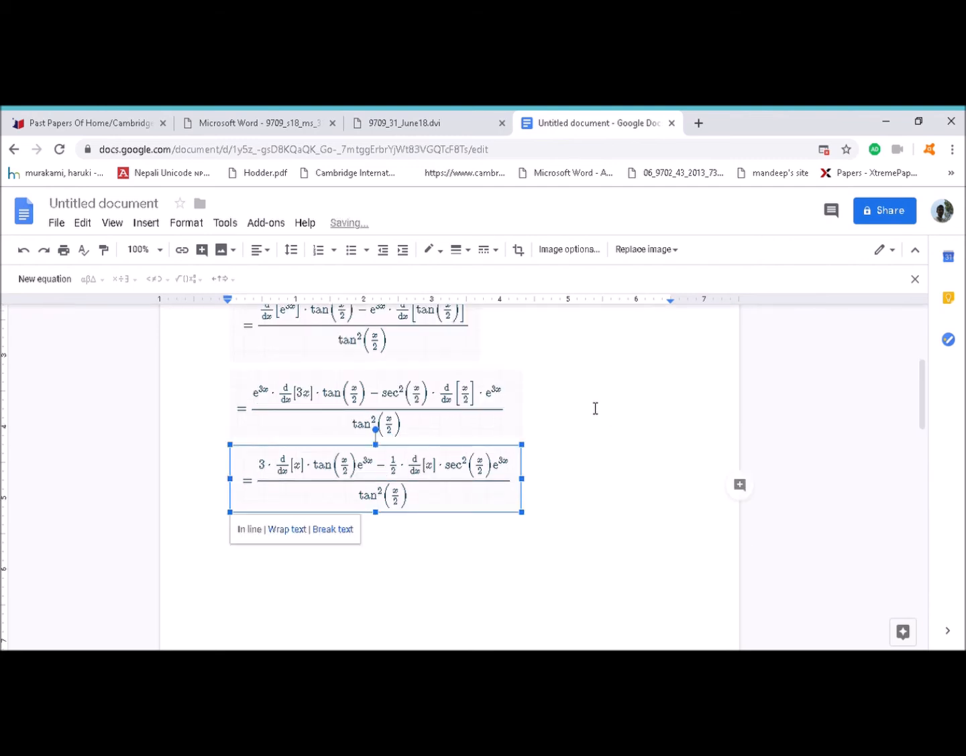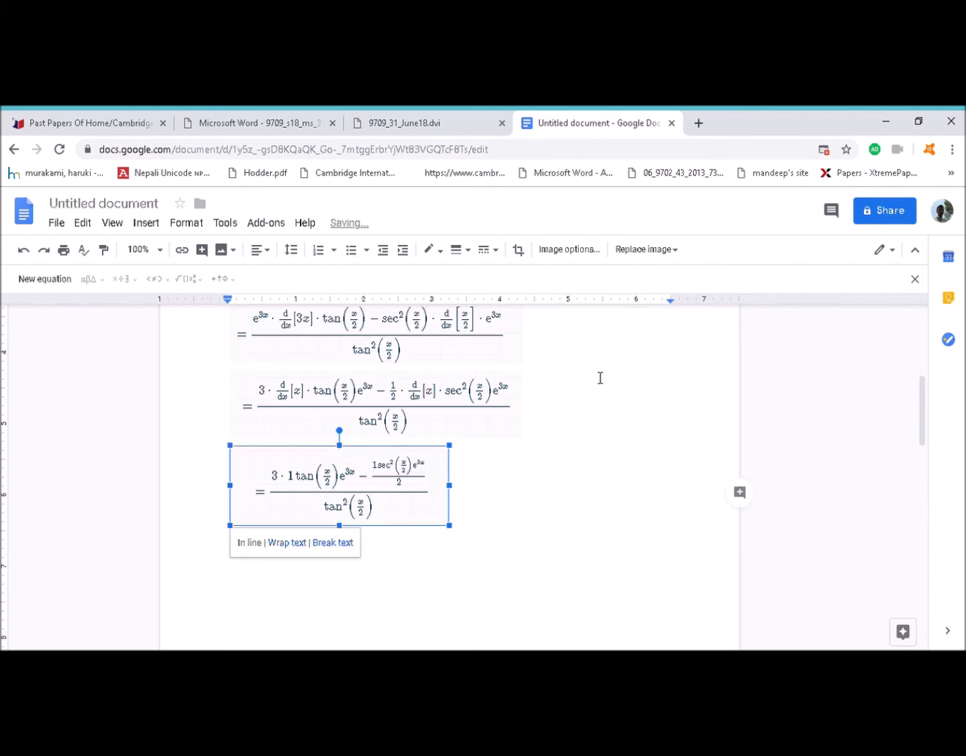Now after this, the derivative d divided by dx of 3x will be 3 times d over dx of x. We just take the 3 outside, just to make it easier to understand. So d divided by dx of x times tan x over 2 times e power 3x, minus 1 over 2 d divided by dx of x times sec square x over 2 times e power 3x.